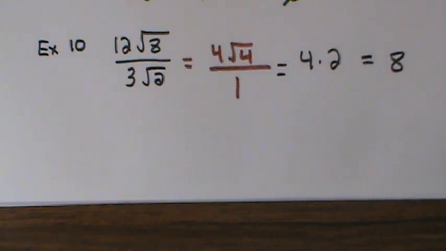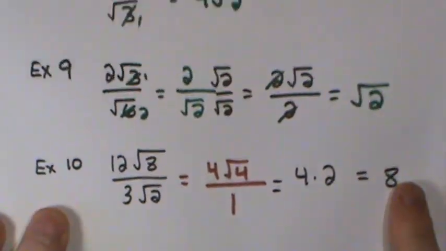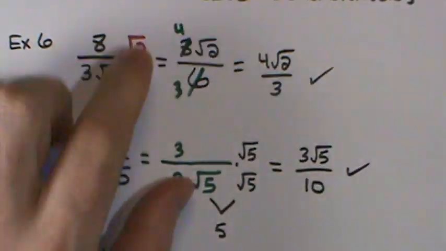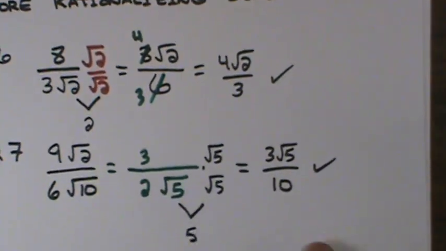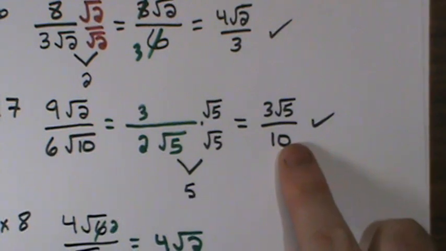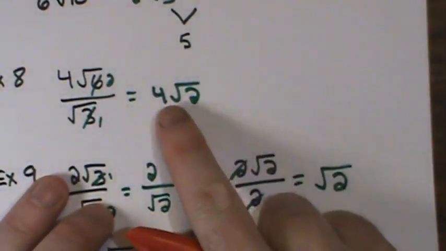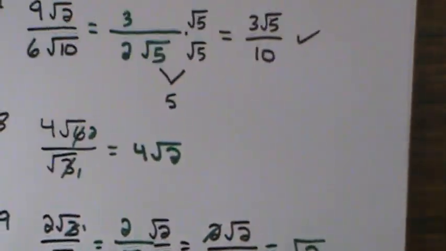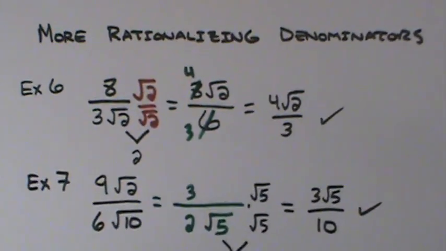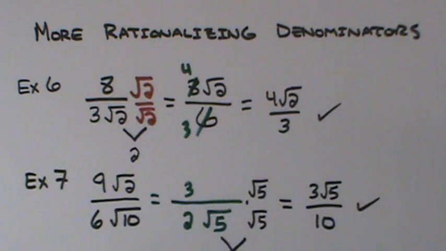I'm going to do another video, do a couple more just to make sure we really understand this concept of rationalizing denominators. It's really all about canceling and getting to a point where you have a regular rational number as your denominator. This is over 1, this is over 1, this is over 1. So it satisfies that condition, and I've canceled as far and as frequently as I could.